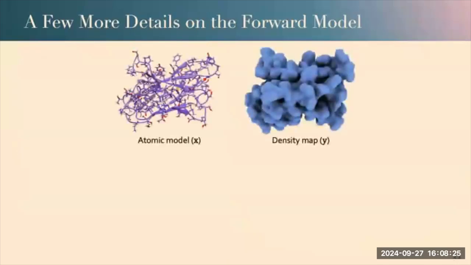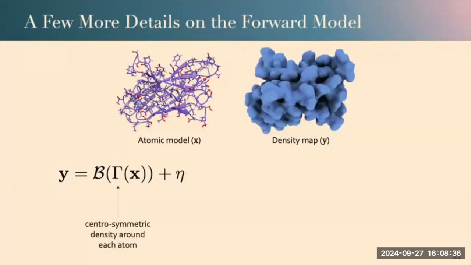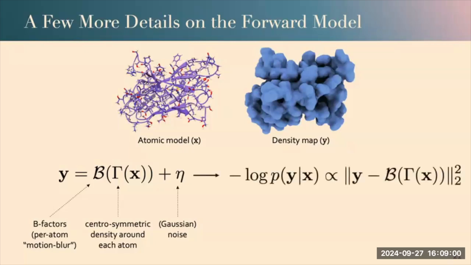So I'll look a little bit into the details of that operator that transforms an atomic model into a density map, to understand how the method works here. The measurement, the density map, can be expressed as a function of the atomic model, where gamma essentially places centrosymmetric densities around each atom, and that B operator stands for the application of the B factors, which you can think of as per-atom motion blur in a very hand-wavy way. And now we suppose that there is noise on top of that noise-free structure, and we assume that noise to be Gaussian in this case, which gives us an expression for the negative log likelihood of a density map given an atomic model. And this is the log likelihood that we're going to compute the gradient of with respect to x.